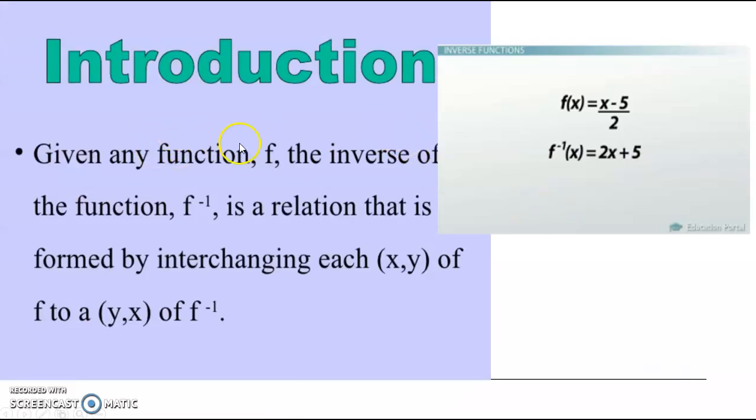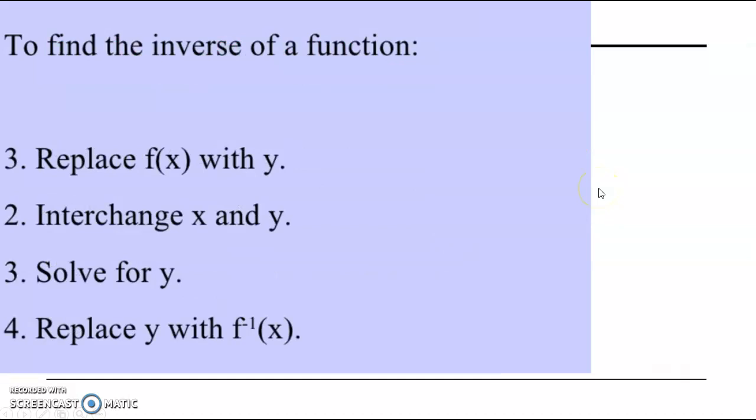Introduction. Given any function, the inverse of the function, f minus 1, is a relation that is formed by changing each (x, y) of f to a (y, x) of f minus 1. So as you can see in the top right, here is the formula of inverse functions.